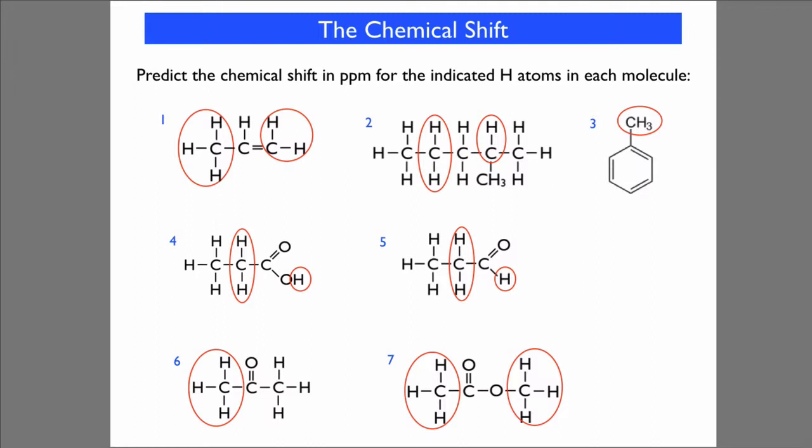Have a go at predicting the chemical shift in parts per million for these indicated hydrogen atoms in each molecule. Press pause and have a go. Okay, let's have a look. Did you get the following? Give yourself a nice big pat on the back if you got them all right.